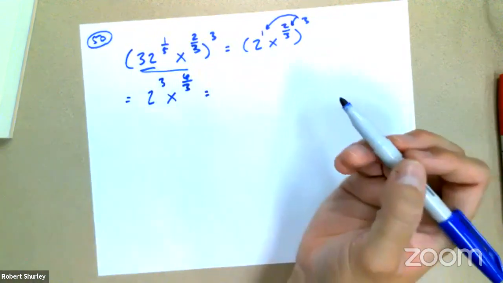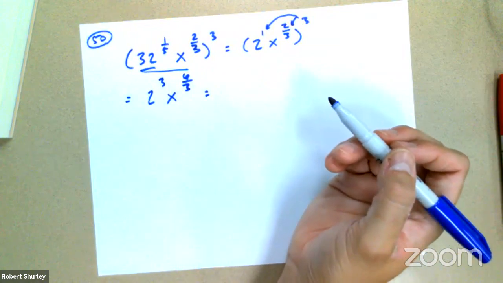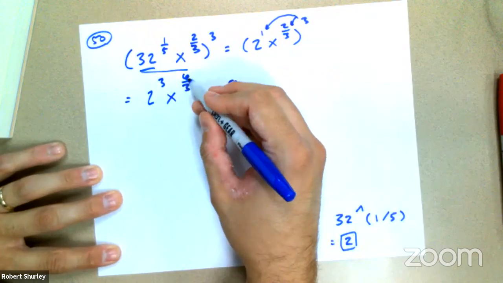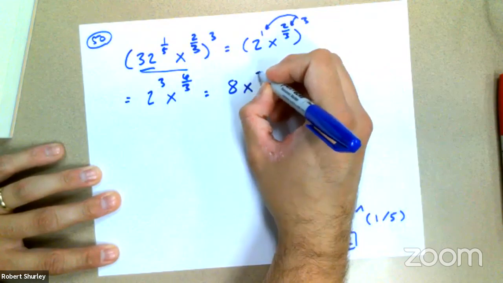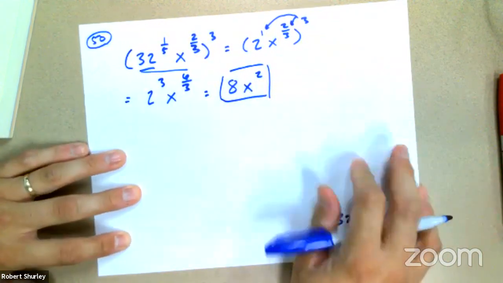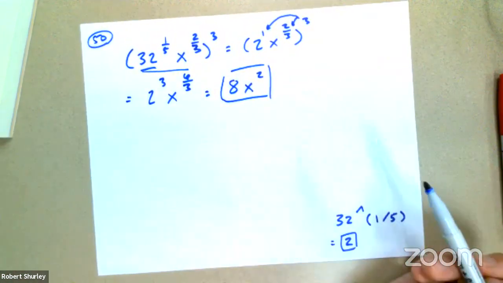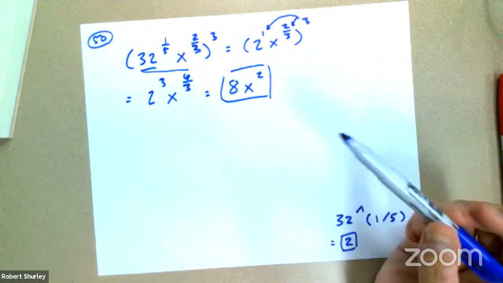And then 2 to the 3rd, 2 times 2 times 2, that's 8. And then x to the 6/3, well, 6 divided by 3 is 2. So we wind up with x squared, kind of neat. Okay. All that craziness was just x squared, just hidden in there. Just a really hard way to write x squared.